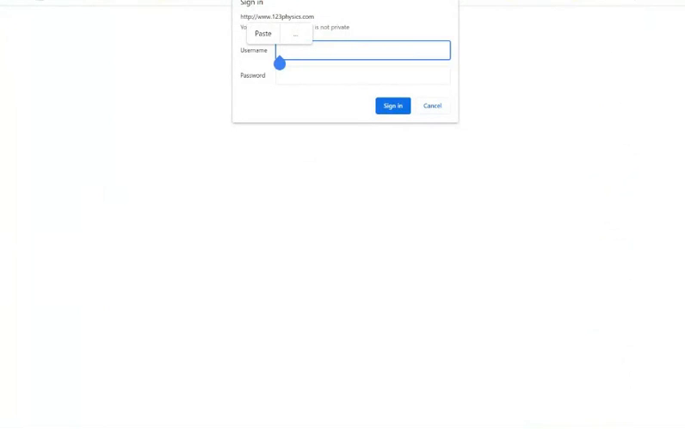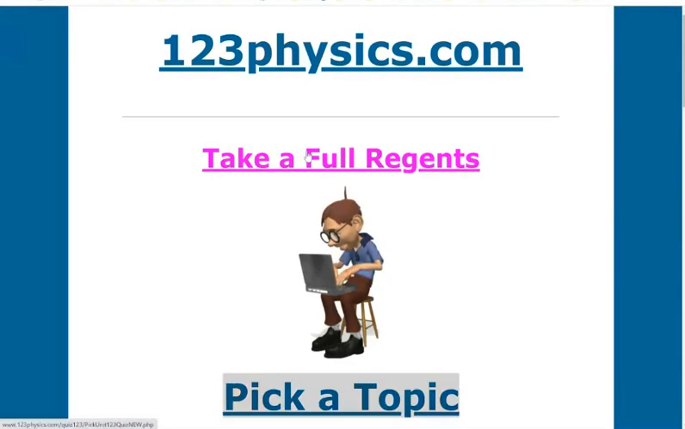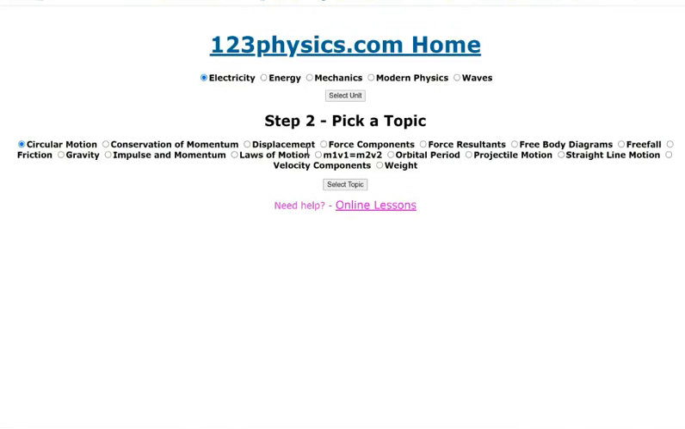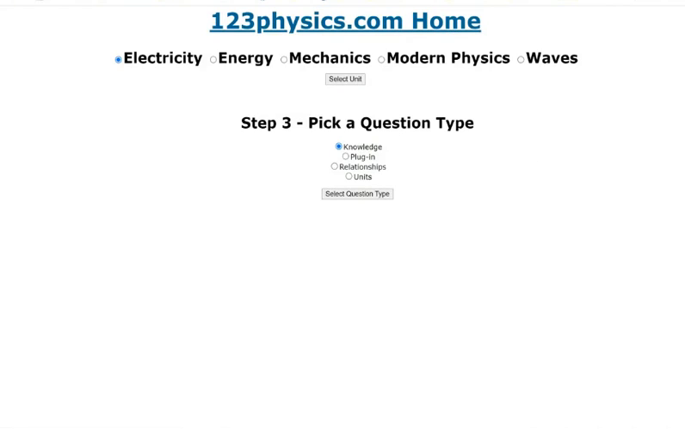Type this in. Okay, and pick a topic, pick mechanics. Then we're going to pick impulse and momentum. Now I want to prepare you so you girls don't freak out.